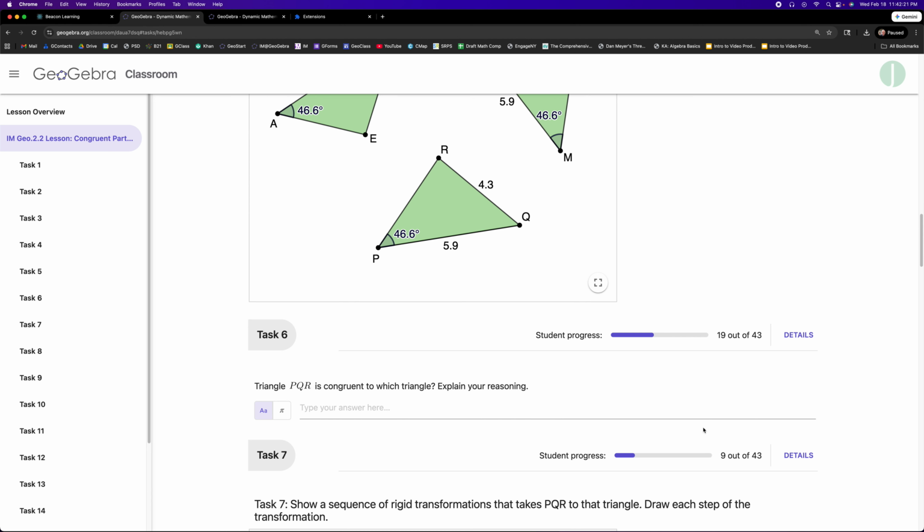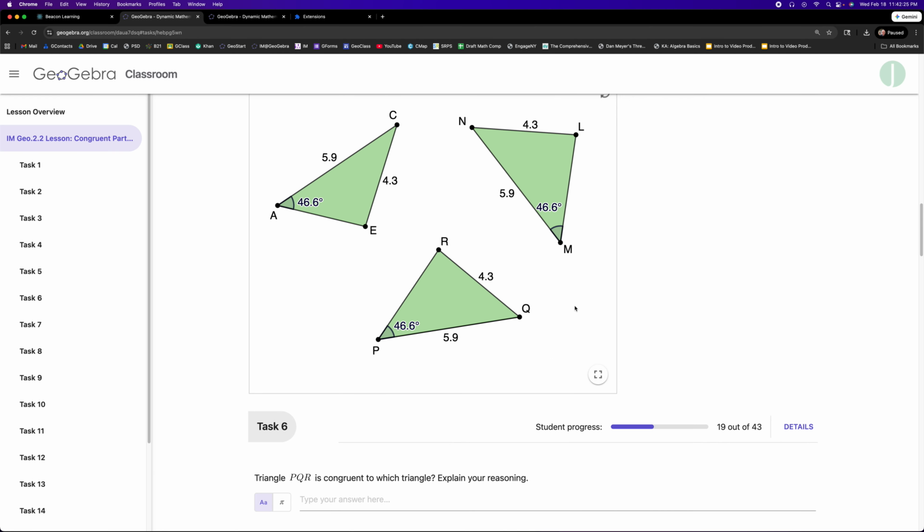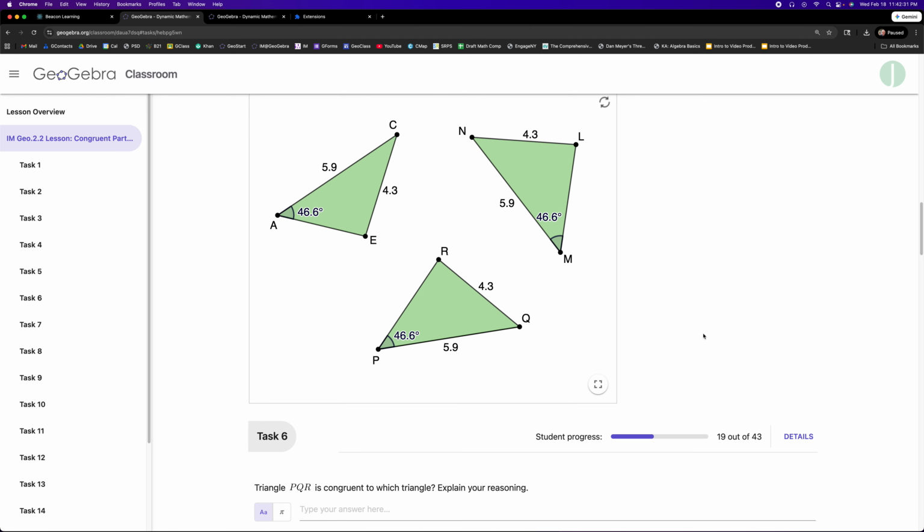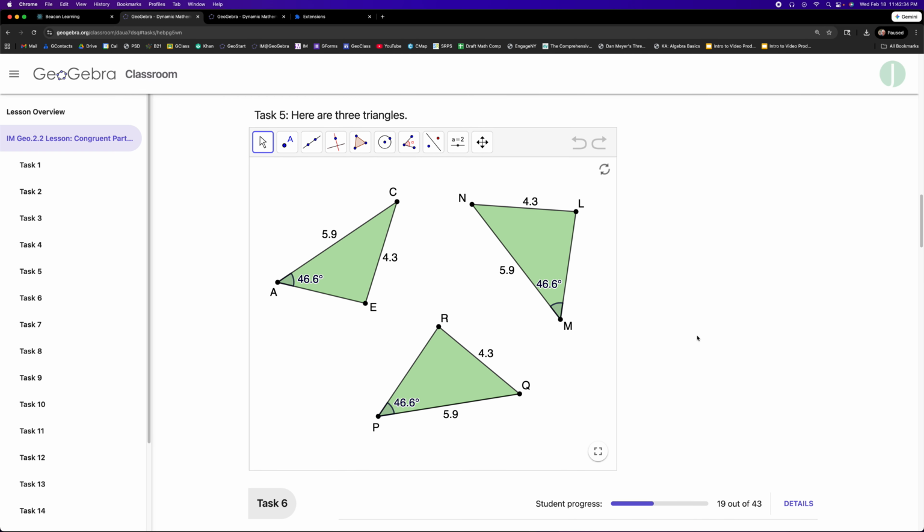Okay, so what is it saying? Triangle PQR, that's this one down here, is congruent to which triangle? Explain your reasoning. Well, how do we do this? We've always checked for congruence by matching things up and making them lie on top of each other. So let's just try this one and this one, and we'll see if that works.